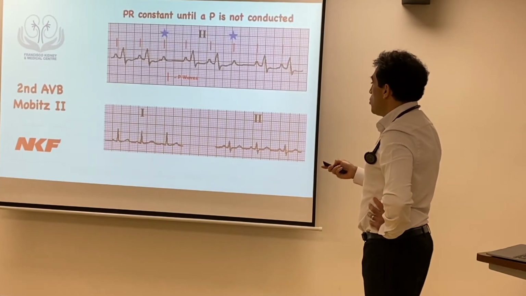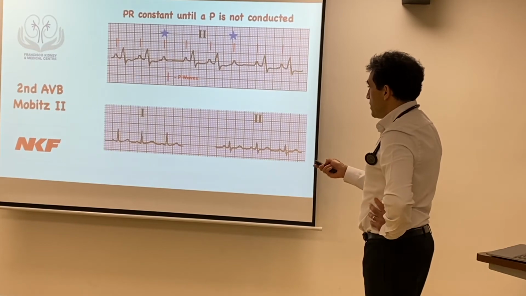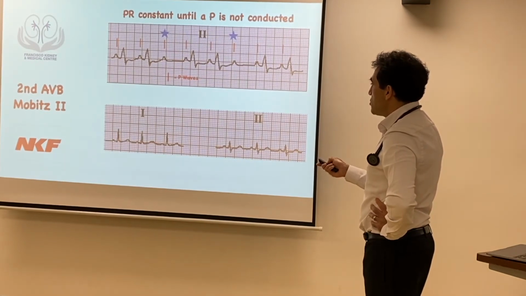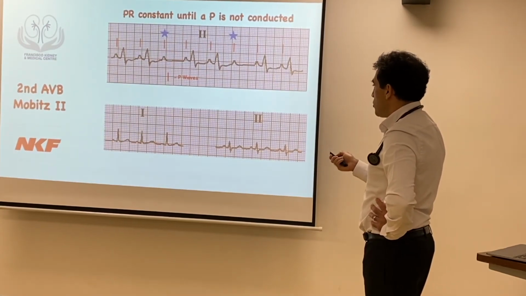So it just prolongs a little bit more, and then suddenly there is nothing. The Mobitz type 2 is when suddenly there is nothing, but the PR interval is okay. So it is conducting fine, and suddenly there is no conduction. And this cycle repeats in a regular fashion. So that's the type 2.